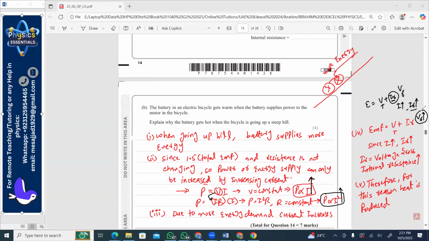So similarly, internal resistance is very, very small and you're moving up the hill, and because of the more energy supplied by the battery, the potential difference across the internal resistance becomes very high. Because of that, it becomes heated and we observe heating up of the battery. Okay, so that is the answer, and these are the 4 points that you need to remember.